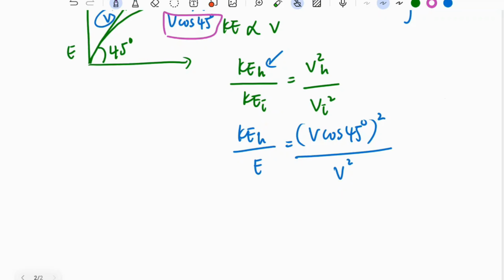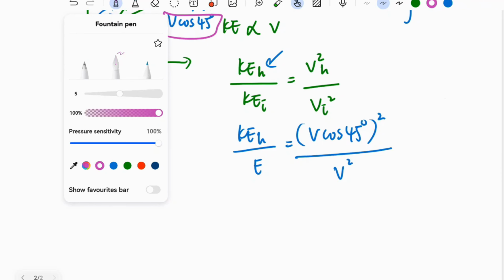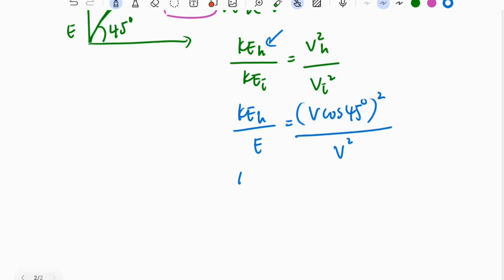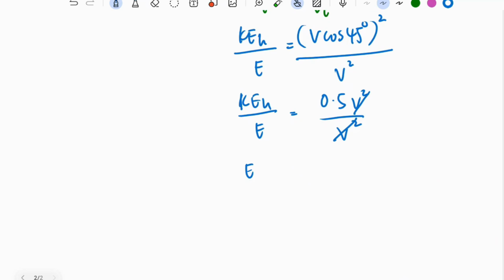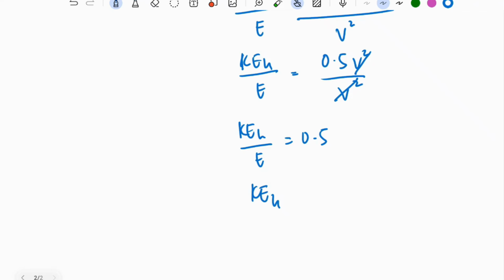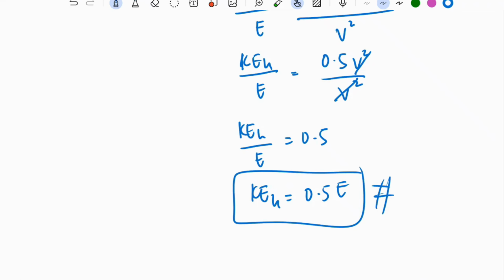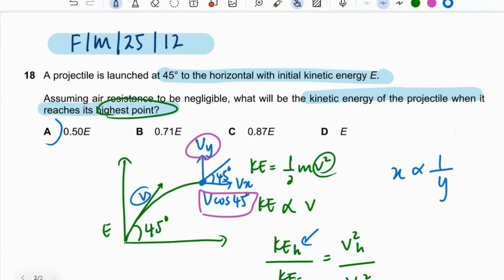Okay. And what will you get? You'll get KEH over E equals 0.5 V squared over V squared. This can be cancelled out. KEH over E equals 0.5, and the kinetic energy at your highest point is 0.5 E. There you go, and your answer is A.